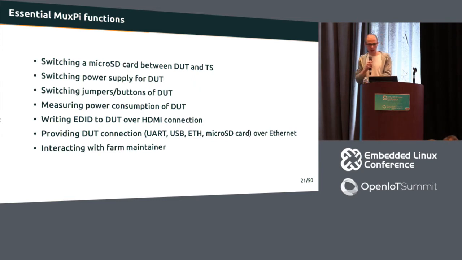With that, we've got the ability of switching microSD cards between device under test and test server, which in our case is this NanoPi board. We are able to put the device under test into known state. We can press buttons on it. We are able to measure power consumption, write EDID information, and also provide various connections to the device under test over the Ethernet that is connected to the MuxPi board. And we also are able to interact with farm maintainers, are able to interact with those devices.